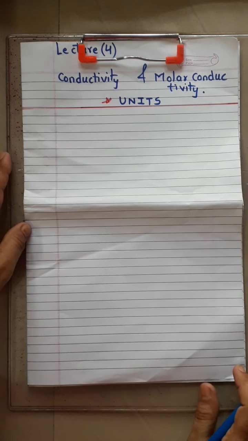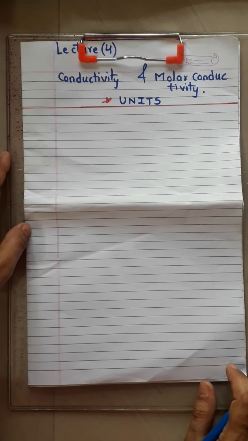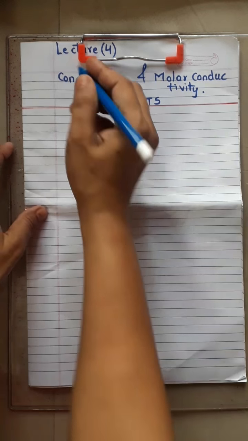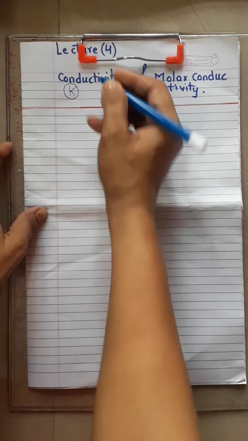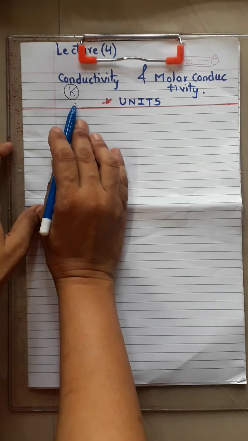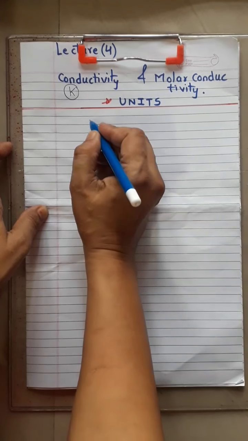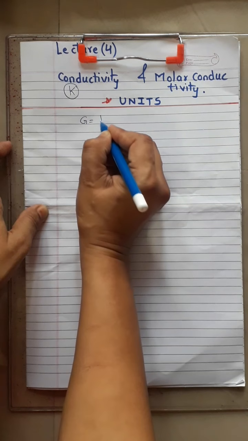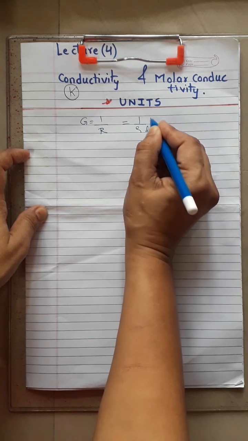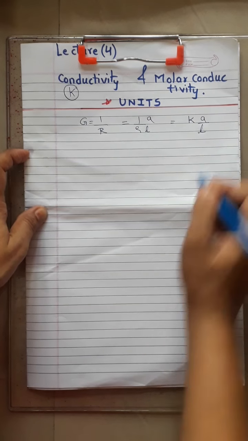So now we are going to study today the conductivity and molar conductivity relationship. Conductivity, as we studied in our last lecture, is K. It is the conductance of 1 ml of solution. And to repeat and revise once again, we wrote yesterday G is equal to 1 upon R, which is equal to 1 upon rho L by A, which is equal to K A upon L.